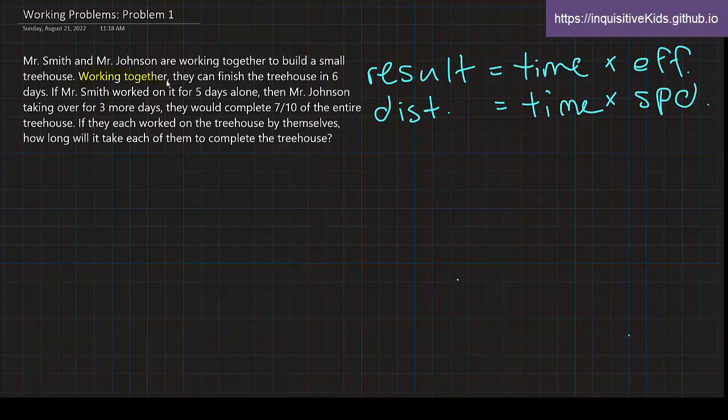We know that if they work together, they finish the treehouse in 6 days. But if Mr. Smith worked on it for 5 days alone, and Mr. Johnson worked on it for 3 more days, they would complete 7/10 of the entire treehouse. So we have 7/10 of the entire treehouse, but do we know what is the value that the entire treehouse represents? Like maybe how many square feet of wood they have to cut, or how many nails they have to create or buy, or something like that, or manufacture.